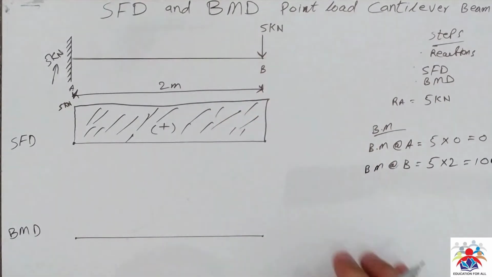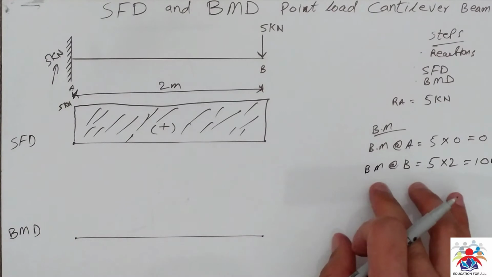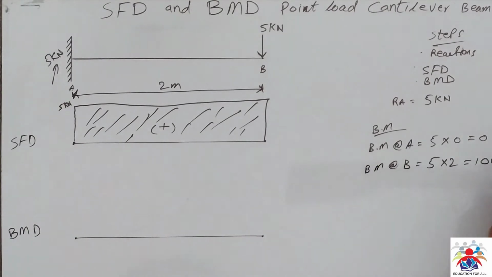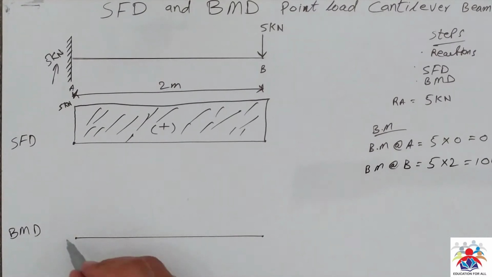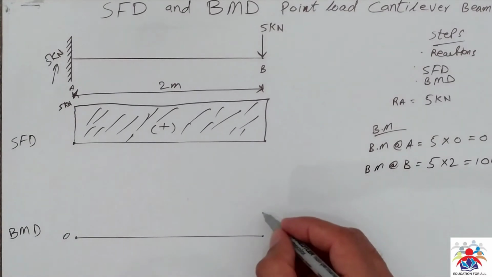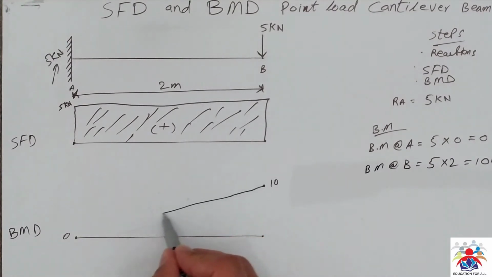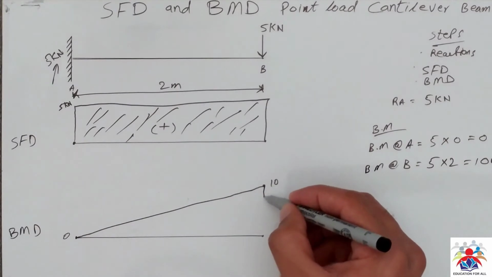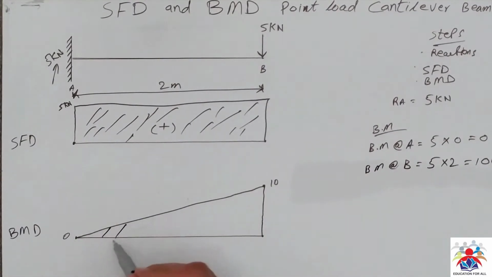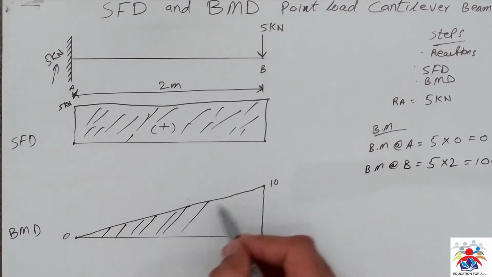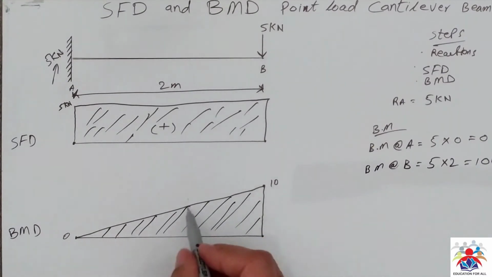Okay, now at point B we have nothing, we don't have to write anything, we already drew point B. So we have 0 and 10, only two values. So when we draw bending moment diagram from left to right, it will be something like that. At point A we have 0, at point B we have 10. So this is 10. In bending moment diagram, we draw diagonal lines. So this is our bending moment diagram in positive zone.